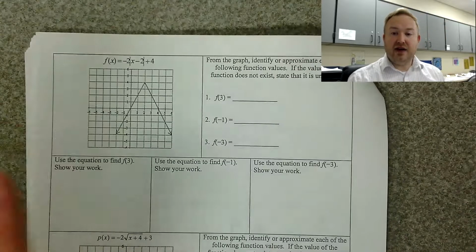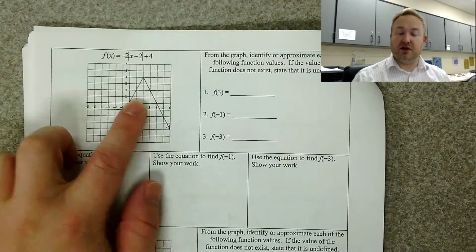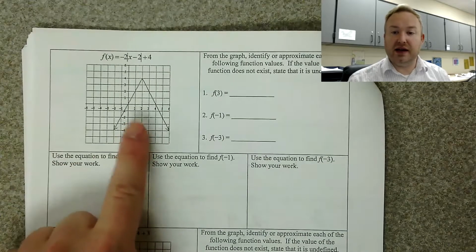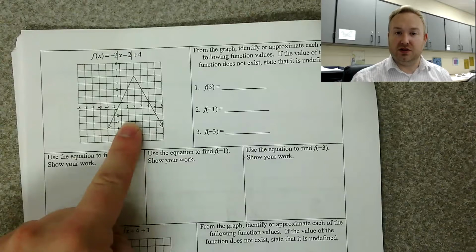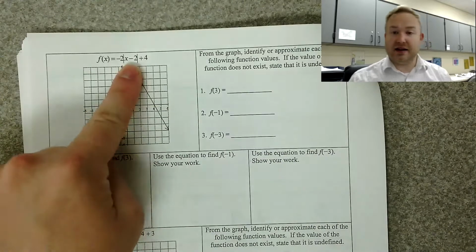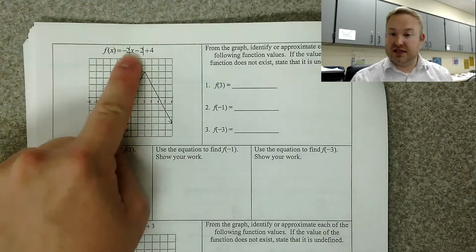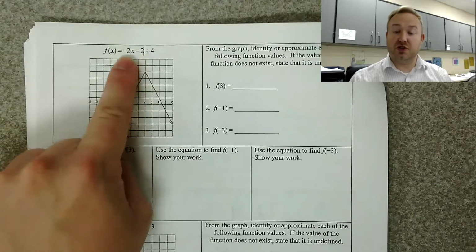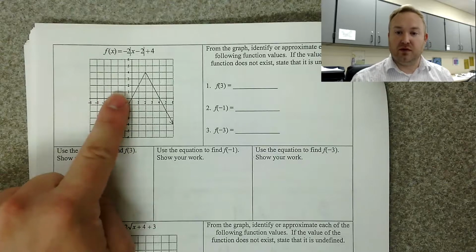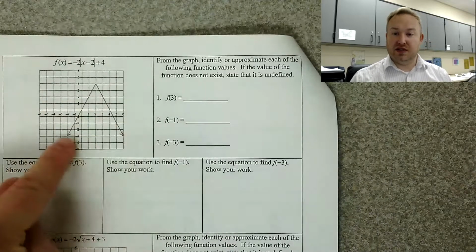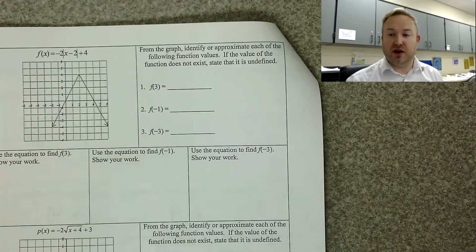So now we have a function where we have the equation for the function and the graph of the function. I don't expect you to be able to come up with this graph on your own right now. That's why it's given to you, okay? So you are not expected to know how to graph this function yet. We are just giving you the equation for the function. So that's the function represented analytically, and then we have the function represented graphically. So from the graph, identify or approximate each of the following function values.